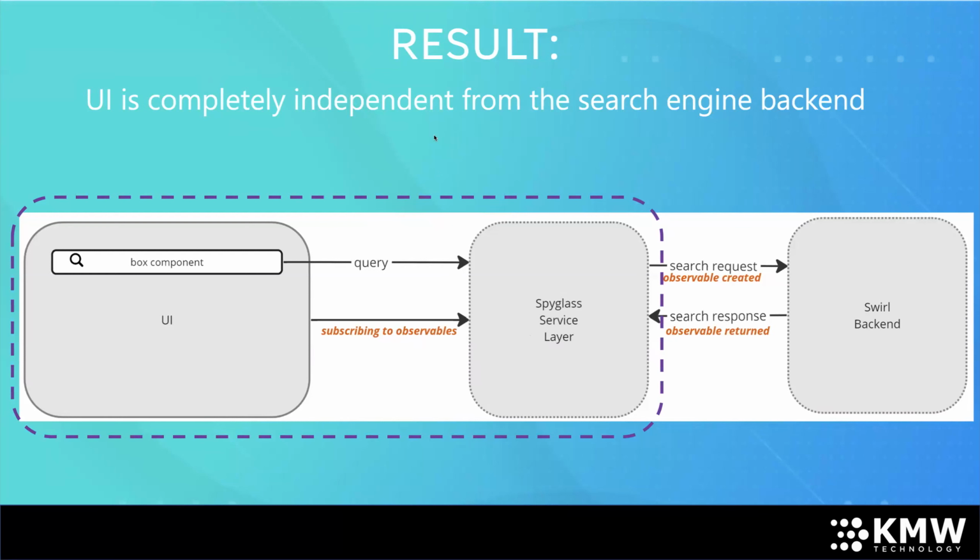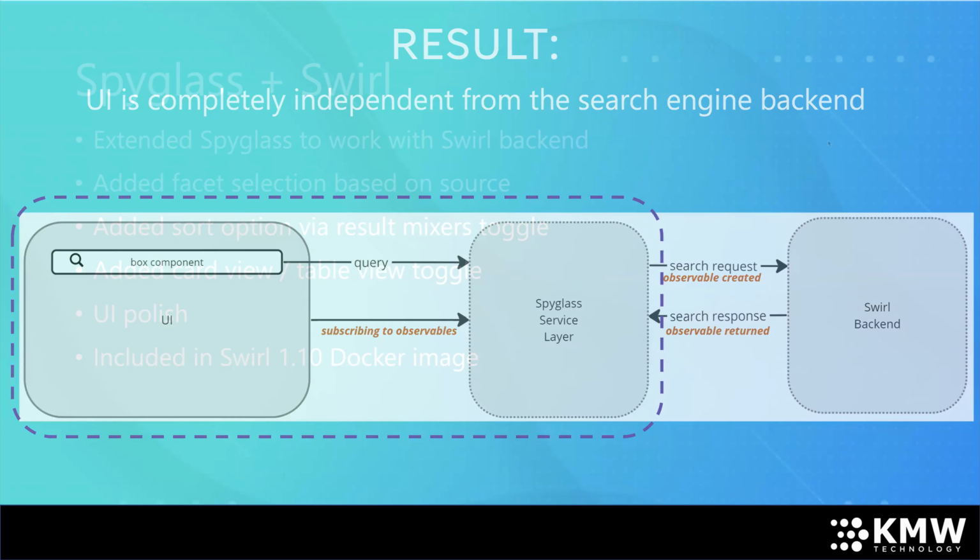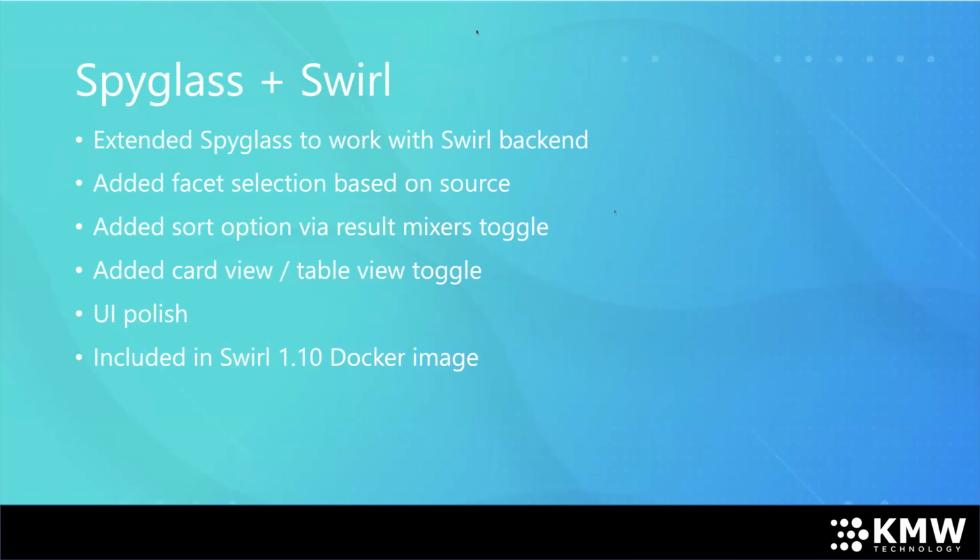So what's kind of cool about this design is that the UI is never directly talking to your backend. So it makes it a very pluggable framework right now. Again, it works for Solr and for Swirl, but is easily adapted to other search engines. And we think it's just a nice, easy way to maintain things. We offer a lot of different configuration options and different ways to customize this. It's very flexible. Some key things we did for Spyglass were extending that, adding facets, adding our sort options, and some general UI polish, like adding hit highlighting. And as Sid mentioned, it's included in Swirl 1.10.